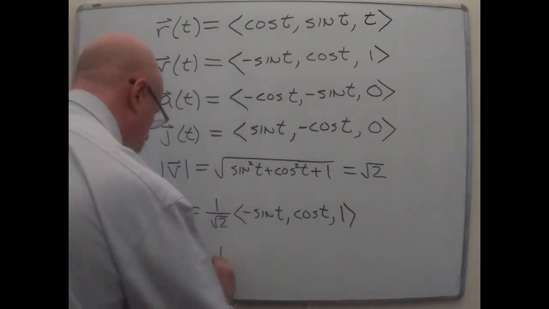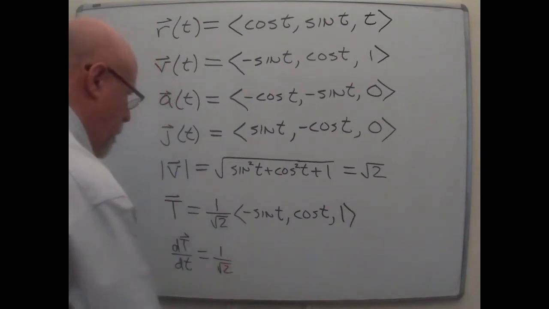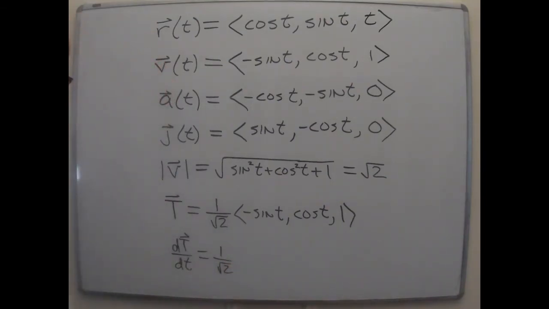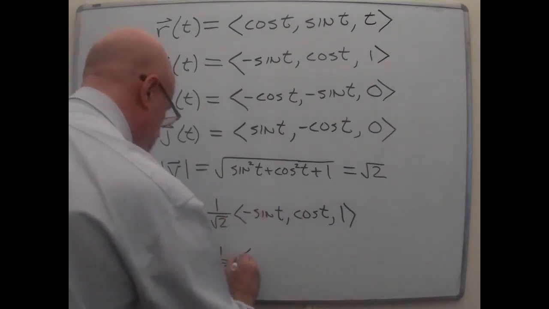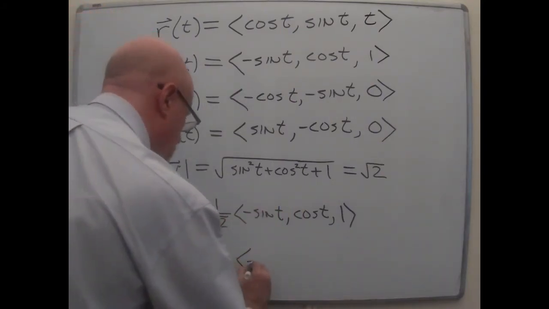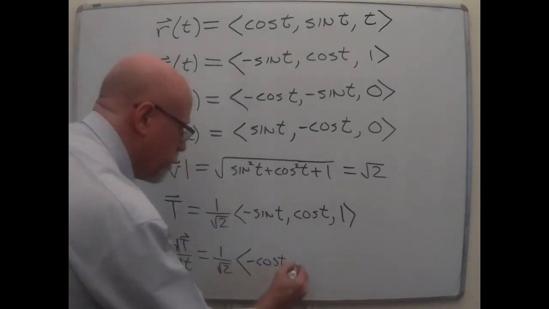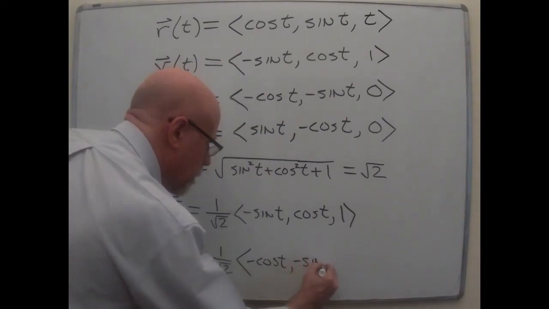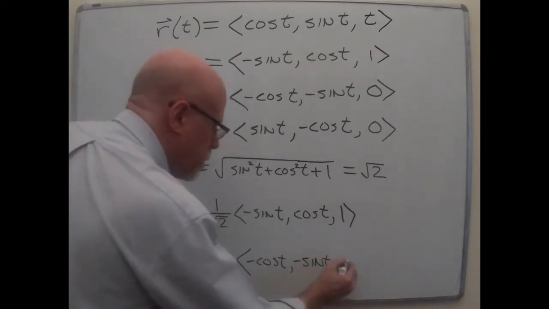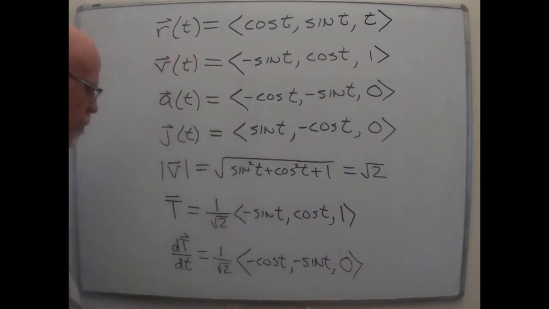The constant comes along for the ride, and we just take the derivative of the components there. Minus sine t becomes minus cos t. Cos t becomes negative sine t. And 1 becomes 0. Is there a vector we've done already that this looks similar to? Yes. Except for a factor of 1 over root 2, it's just the acceleration vector. That's dT/dt. Now, how long is that vector?